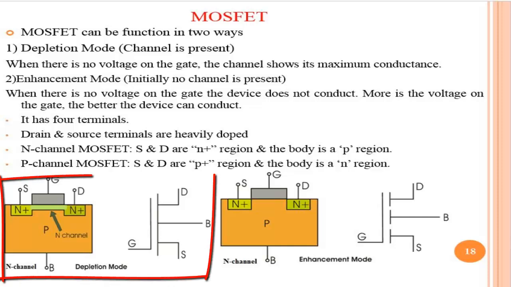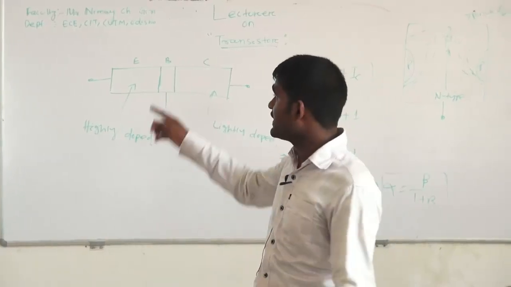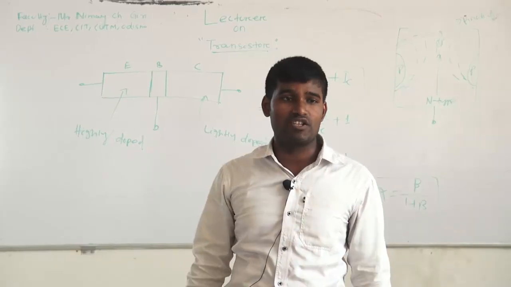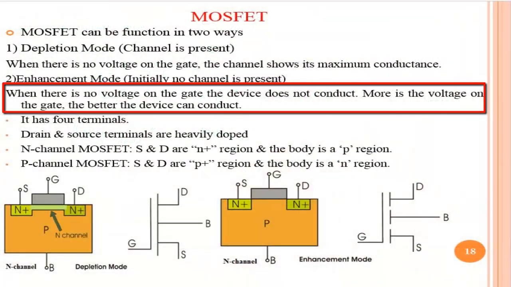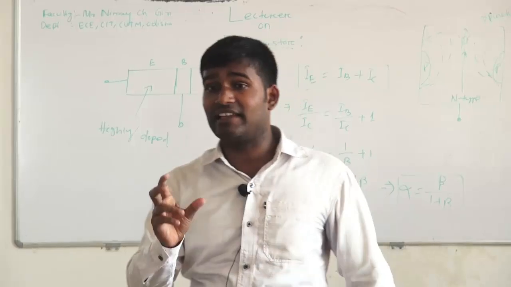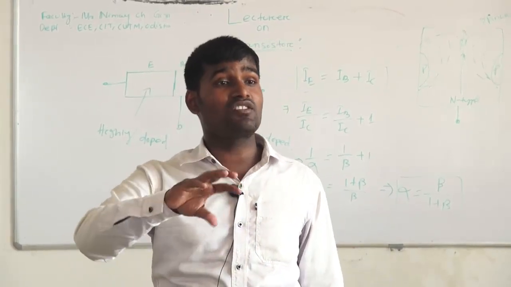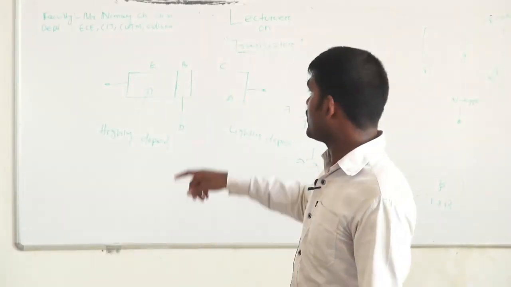So you know that there are 2 types, depletion mode and enhancement mode. Depletion mode has a channel, but enhancement mode initially has no channel. You have to make the channel. How will it be made? When there is no voltage on the gate, the device does not conduct. The more voltage on the gate, the better the device can conduct. Means you have to give more voltage at the gate region. That's why gate is known as a controlled area.